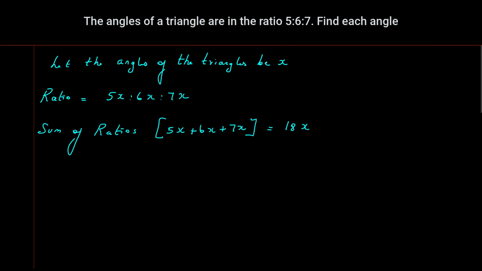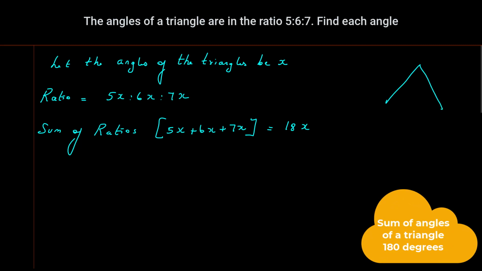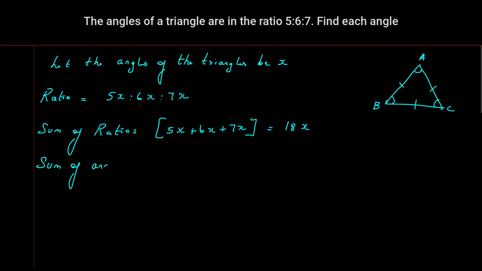Now, this has to be equated to the value given in the question. We are calculating the angles of a triangle. A triangle has three angles, three vertices, and three sides. So the sum of angles of a triangle will be equal to 180 degrees. Sum of angles of a triangle is equal to 180 degrees.